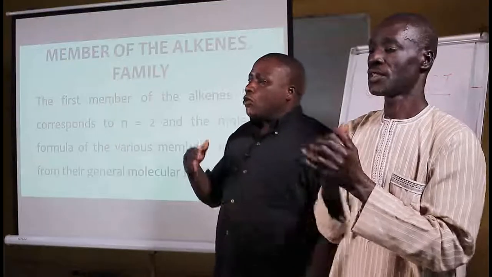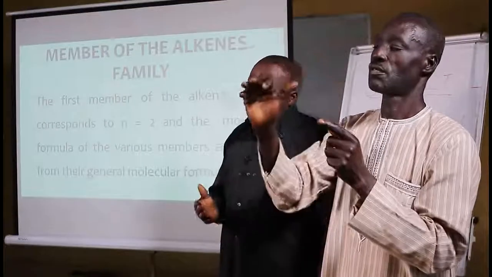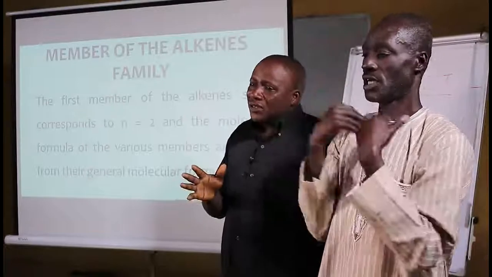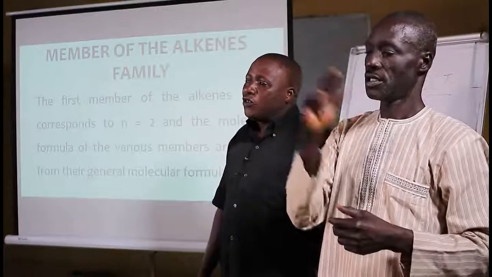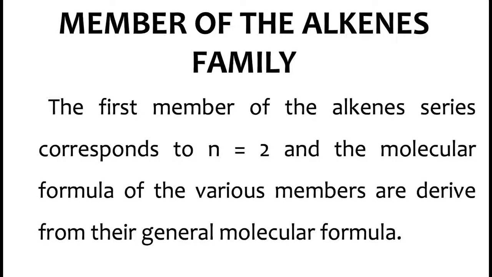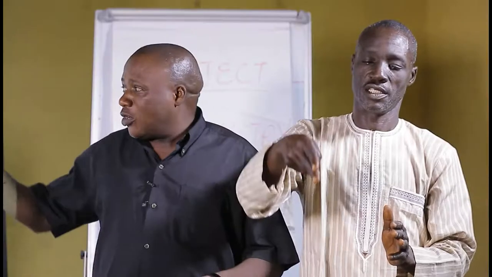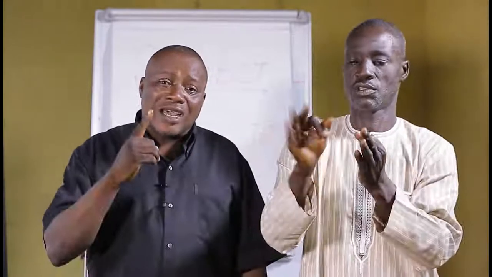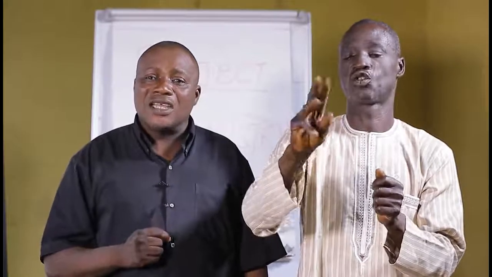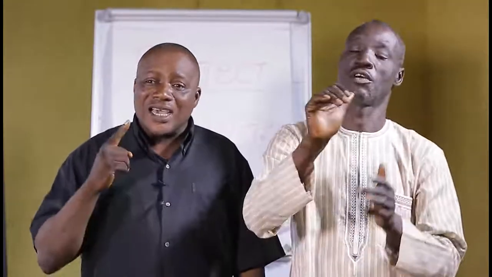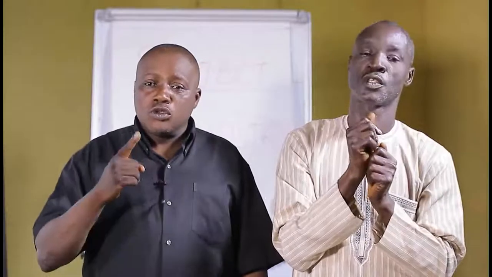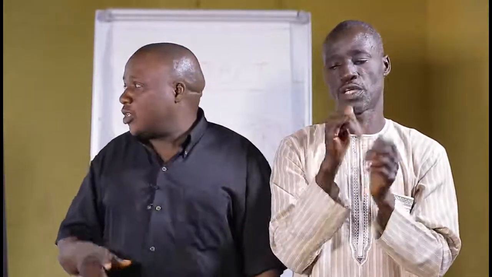My students, when we are talking about the alkene family, they have their respective members. They usually end with the suffix -ene. The first member of the family corresponds with n equals 2, and you can always derive their molecular formula from the general molecular formula CnH2n. The various members of this family start with carbon atom 2, unlike the alkane that starts with 1. The alkenes start with carbon atom 2, and they usually end with the suffix -ene.